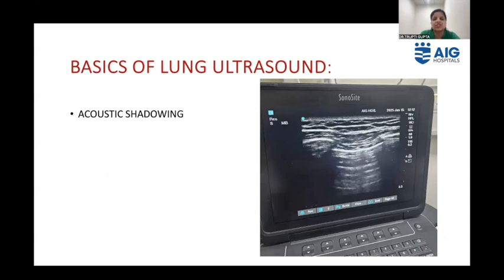First one is the acoustic shadowing. This acoustic shadowing happens when the ultrasound beam hits a structure which has a very high acoustic impedance when compared to the surrounding. For example, when we put a probe on the patient's chest, the ultrasound beam passes from the skin, the subcutaneous tissue, muscle, and hits the rib here. And then it is totally reflected back towards the probe. No beam is passed below the rib. This area thus is shown as acoustic shadowing area, that is rib shadow. This looks like an anechoic area.